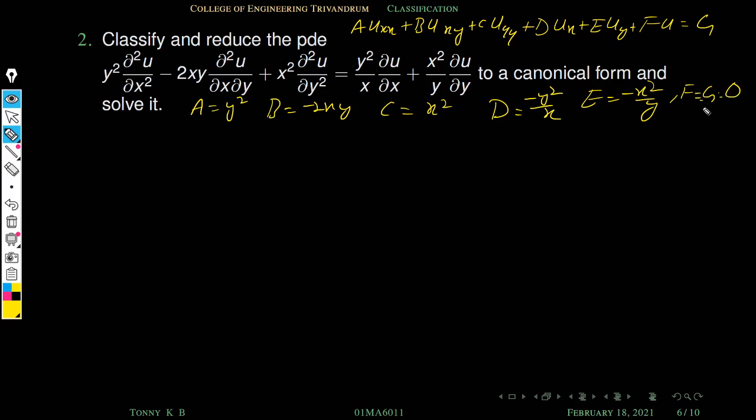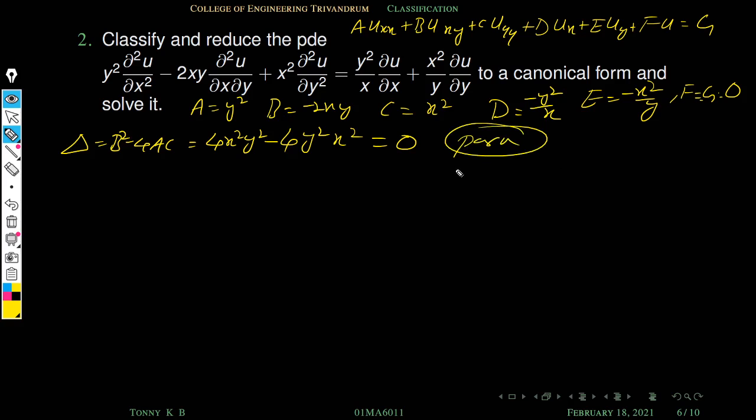So now A, B, C, D are there. Then next we have to classify it. For classification, we have to find delta, the discriminant. Delta is b square minus 4ac, and here b square is minus 2xy square, that means 4x square y square. B square minus 4ac, where A is y square and C is x square, gives 0. So what is the classification? If the discriminant is 0, then it is called parabolic. So this is a parabolic PDE.